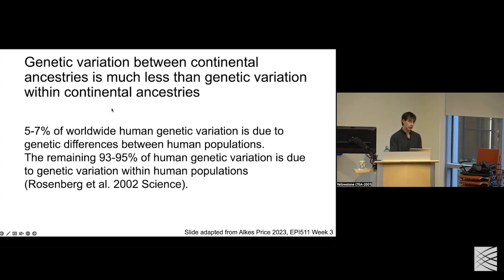But it's important to understand that the genetic variation that exists between populations is much smaller than the genetic variation that exists within populations. And so Rosenberg et al. 2002 in Science takes a crack at estimating these quantities, and they say that 5 to 7% of worldwide human genetic variation is due to genetic differences between populations. The remaining 93 to 95% of human genetic variation is due to genetic variation within populations.